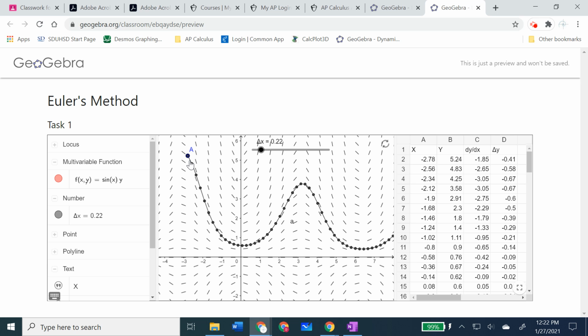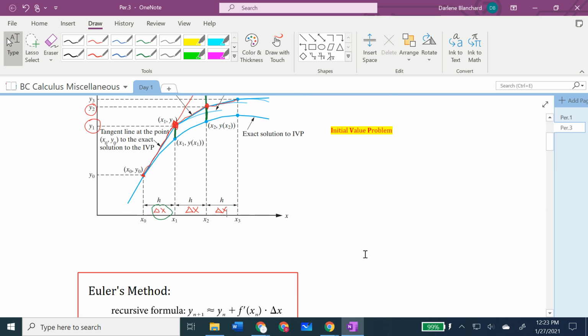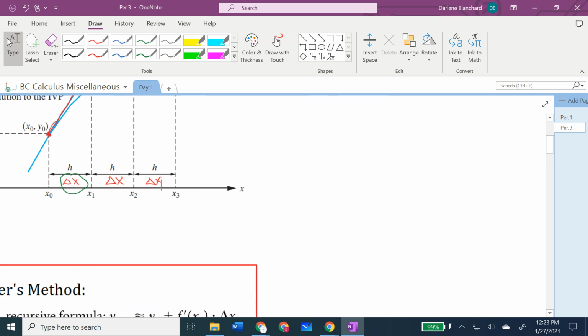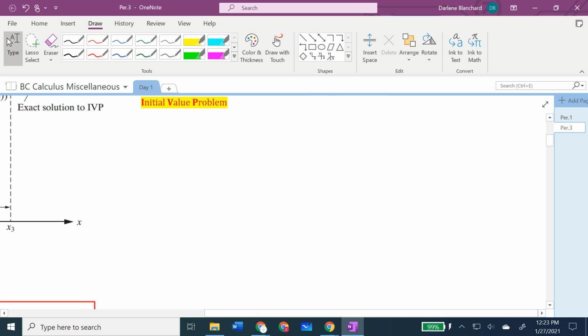Now, Euler's method is a formula. And I'm going to show you where this comes from. It's a recursive formula. And all it is, it's coming from something you already know, the equation of a line. I'm going to show that again, but first I'm going to say you will be given an initial value. And that is the x naught, y naught.